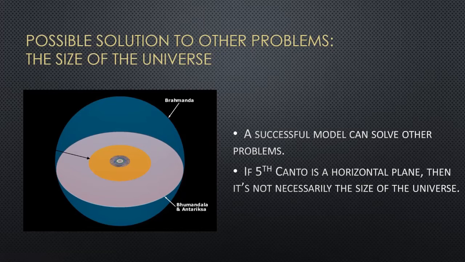If the 5th canto is really a horizontal plane, if it's this planisphere, then the size of Bhumandala is not necessarily the size of the universe. It's just the size of our model. It's the size of how big we want to extend the planisphere in order to talk about the universe. But it's not really the size of the whole universe.